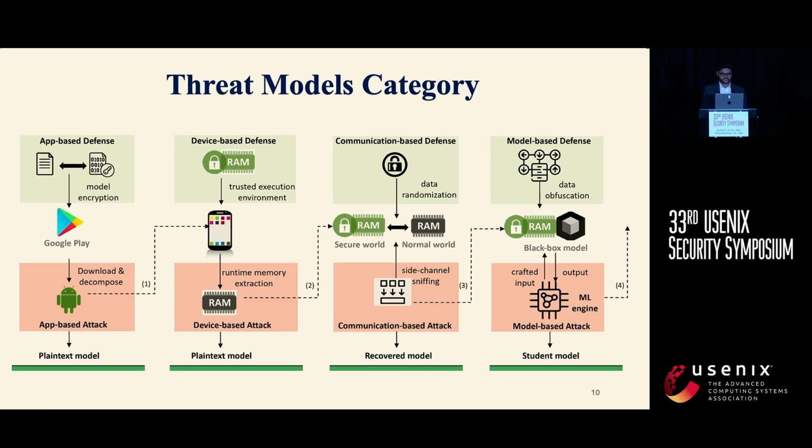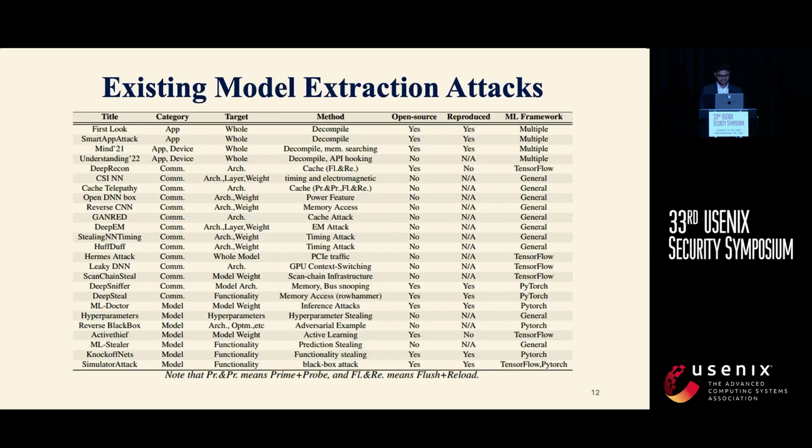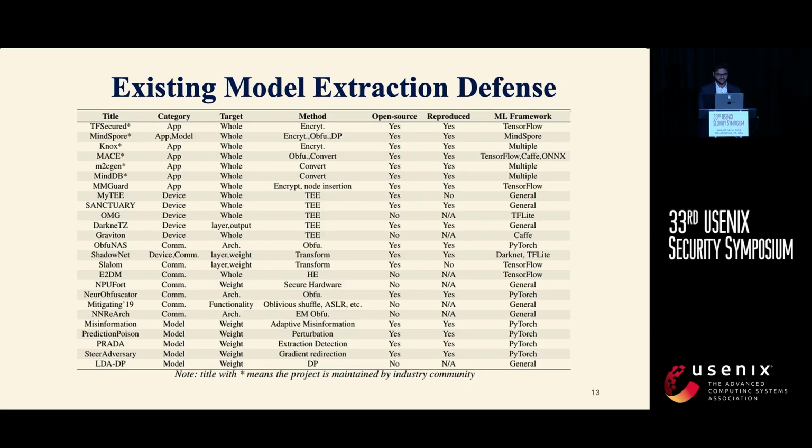All in all, we have these major threat categories, and so far we found that there are more than 50 existing works based on those categories. This table here summarizes the total number of model extraction attacks based on the targets, the methods they were using, and the frameworks they were exploiting. We have a similar table for the total number of defense projects as well.